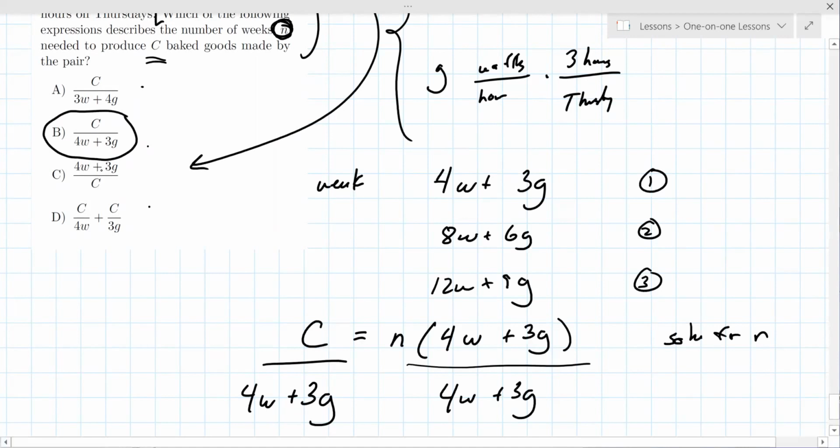So again, there were no calculations here. I mean, you just had to multiply 3G, 4W, add them together. You had to know that the total number of baked goods is the number you make each week times n. So there's that little wrinkle to it, but not super difficult.